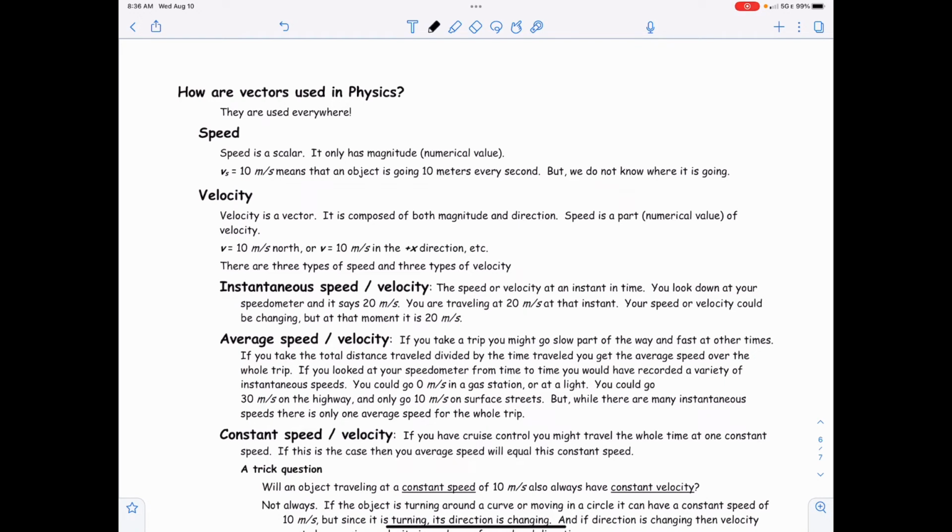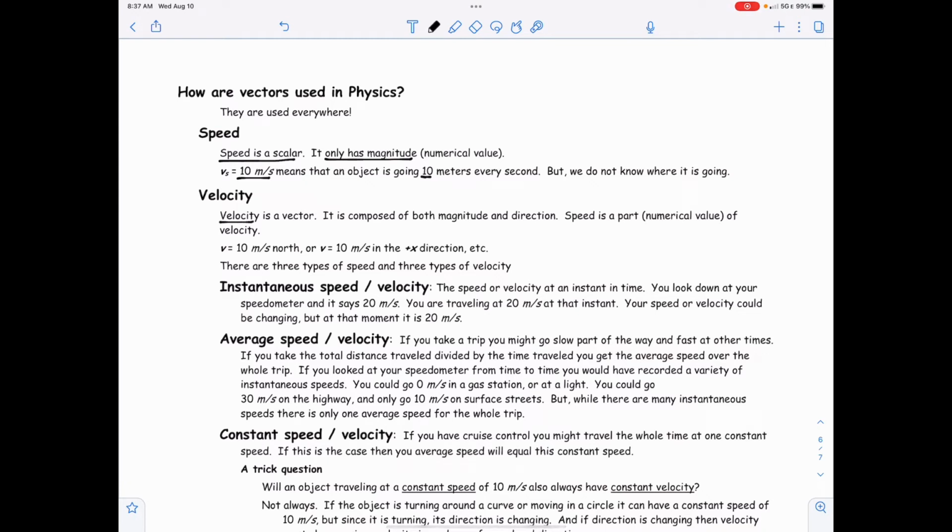Well, they're used everywhere. Let's first of all differentiate between speed and velocity. Speed is a scalar quantity. That means it has magnitude only. So when you see a number that says 10 meters per second, it means the object is going 10 meters every second, but the 10 is the magnitude. That's the speed. You're not told which way the direction of the motion is going. Therefore, it is just speed.